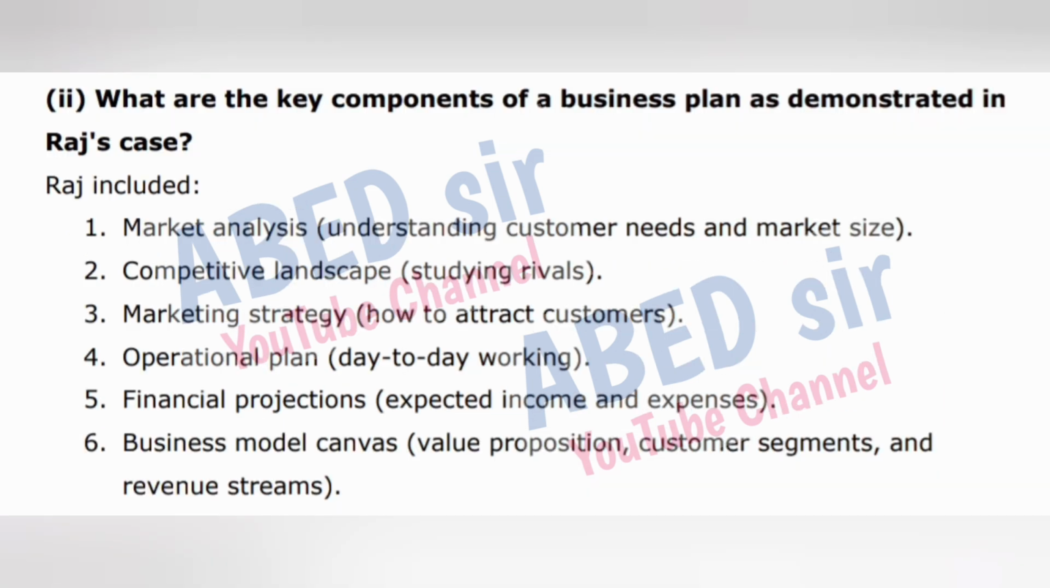2. What are the key components of a business plan as demonstrated in Raj's case? Raj included: 1. Market analysis, understanding customer needs and market size. 2. Competitive landscape, studying rivals. 3. Marketing strategy, how to attract customers. 4. Operational plan, day-to-day working. 5. Financial projections, expected income and expenses. 6. Business model canvas, value proposition, customer segments, and revenue streams.